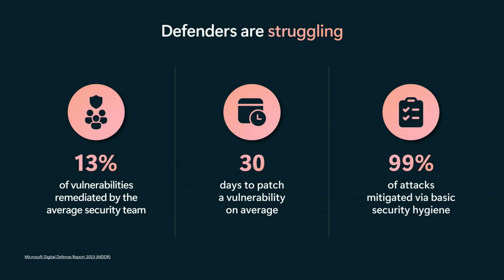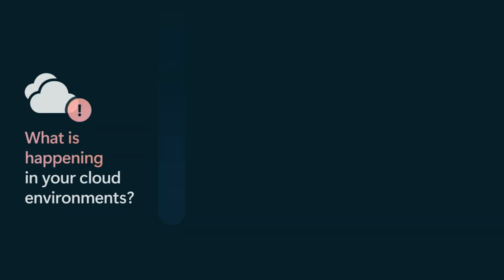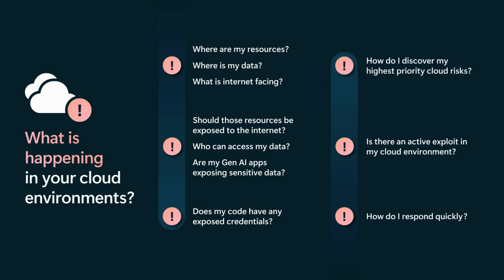So what we're saying today is, if you're only going to be able to do 13%, let's make sure we're doing the right 13%. And how do we do that? What we're asking customers is, what is happening in your cloud environment? Where are your resources? The NIST cybersecurity framework says identify, protect, detect, respond. You can't protect, detect, or respond unless you've identified the services.